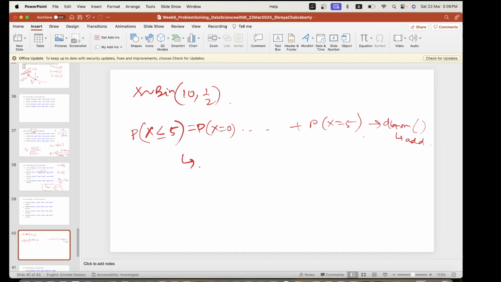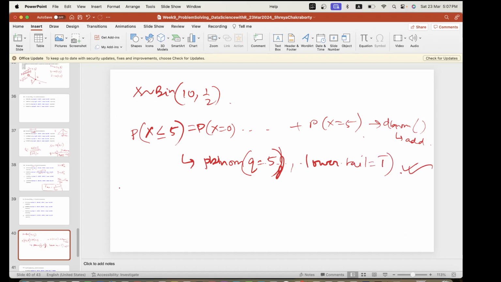Second way out is you do a pbinom. You supply all parameters. In the q column, what do you supply? q = 5. And by default, if you don't supply anything, lower.tail equal to TRUE. This is going to give you the exact same answer.